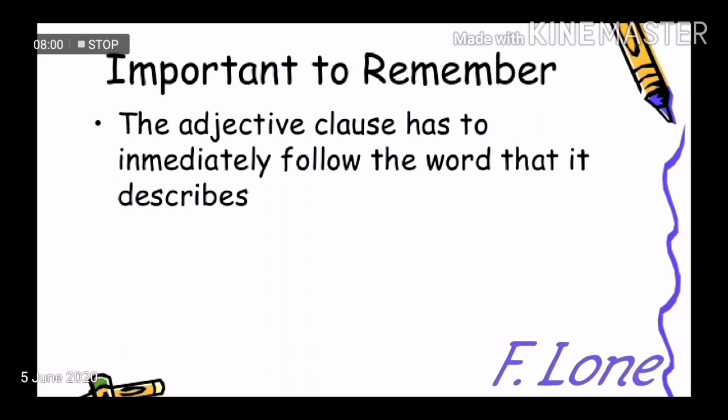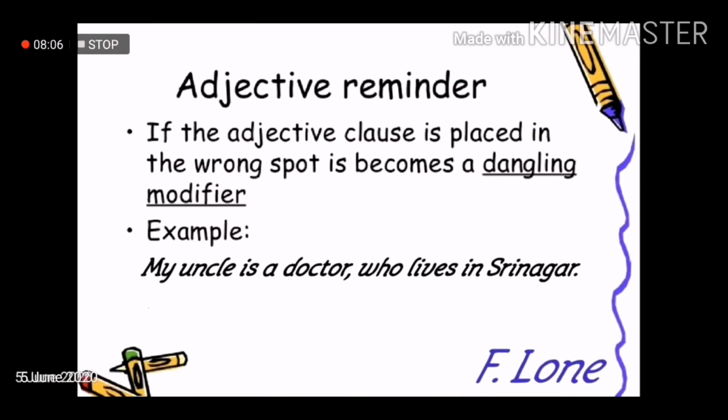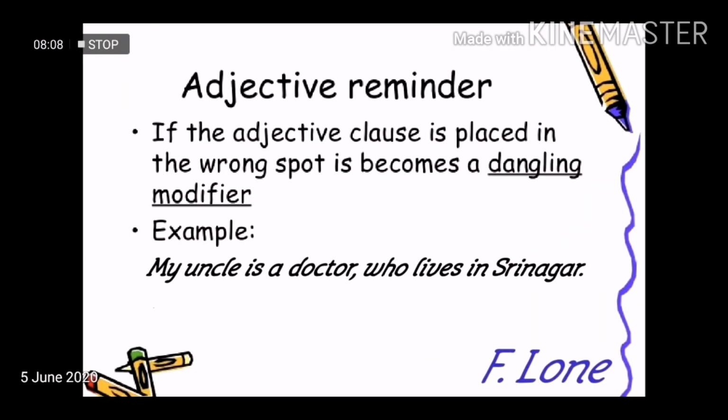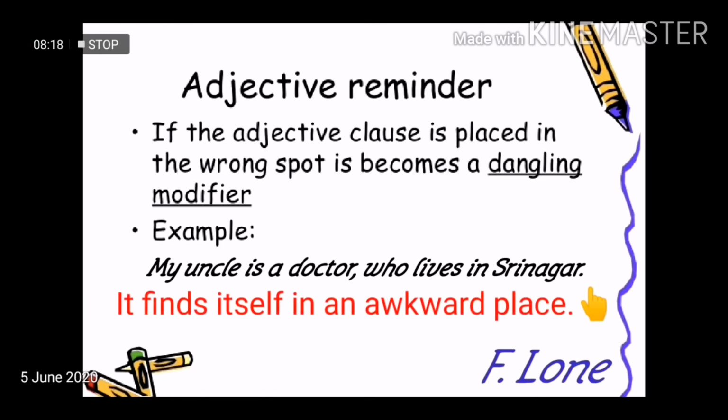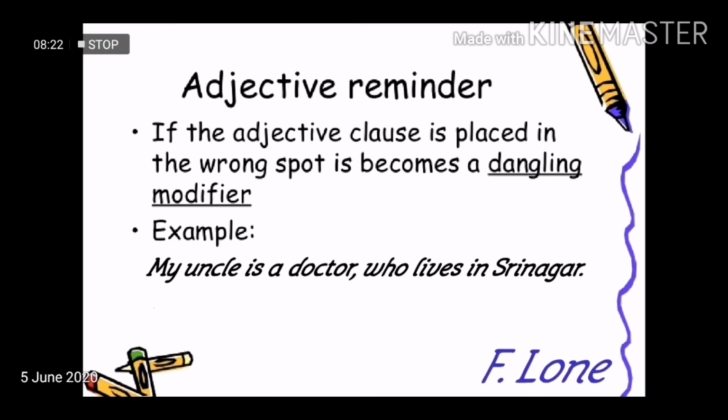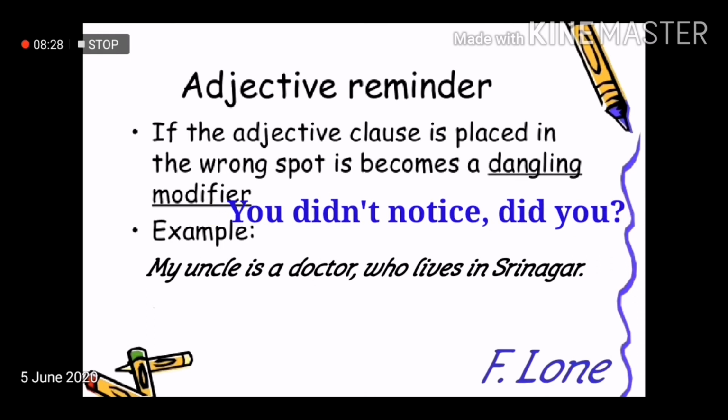So important to remember, the adjective clause has to immediately follow the word that it describes. Adjective reminder: if the adjective clause is placed in the wrong spot, it becomes a dangling modifier. So it is here, but it's read it as it becomes a dangling modifier. There are so many typos in these slides, excuse me for that.